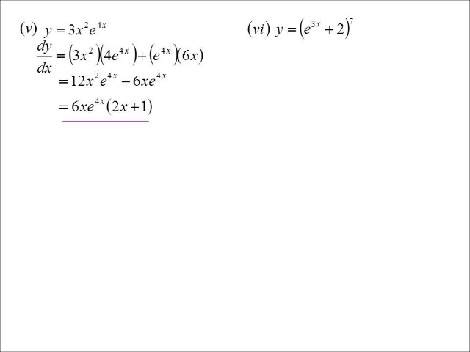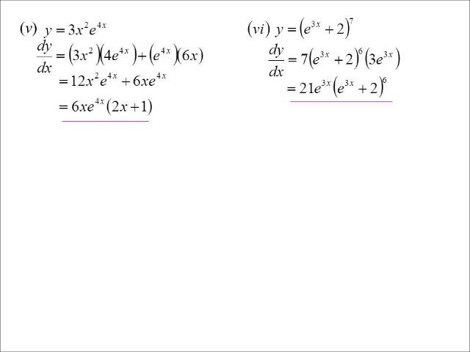The chain rule, or as I like to call it, anarchy: bring down the power. Okay, bring that power down, 7. Lower the power, it's 6. And remember, we always have to differentiate the inside of the parentheses. So inside the parentheses, we have e to the 3x plus 2, which is 3e to the 3x. Tidying that one up, 21e to the 3x, e to the 3x plus 2, to the power of 6.